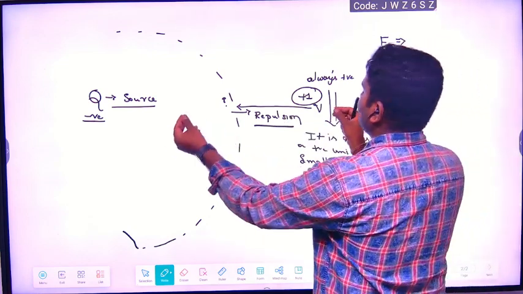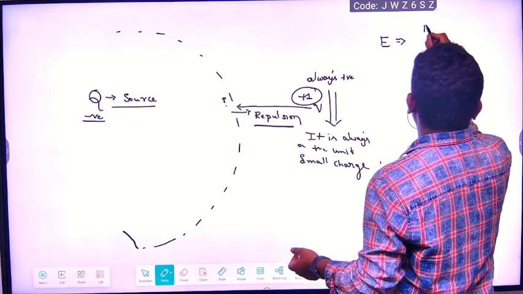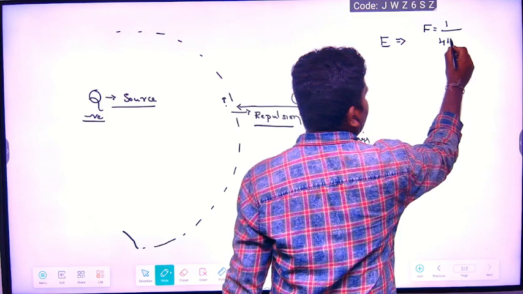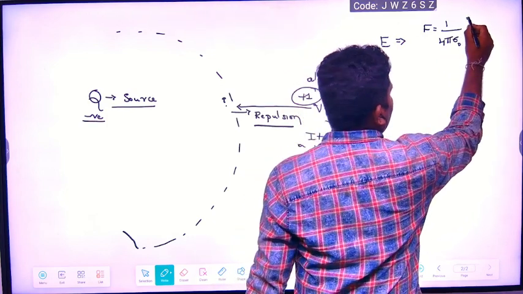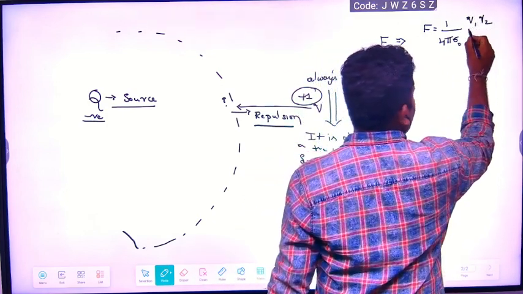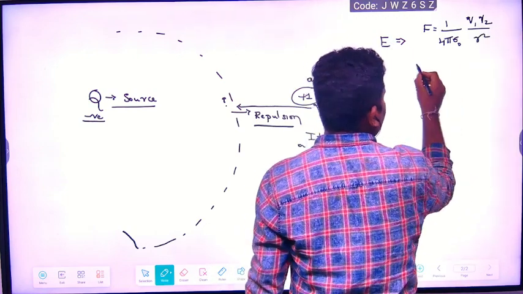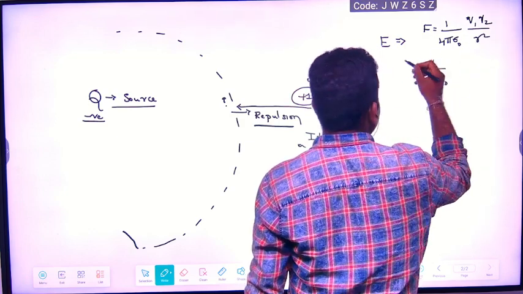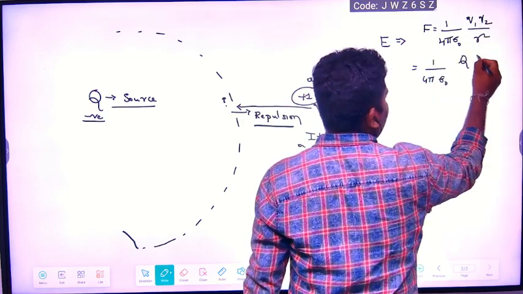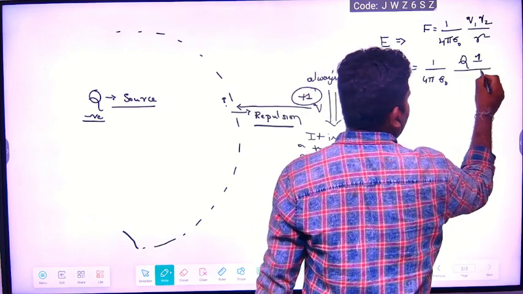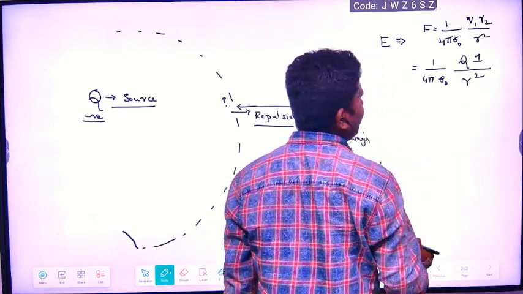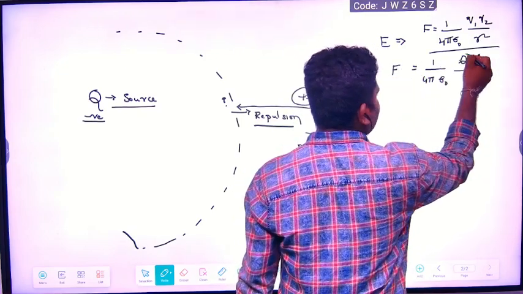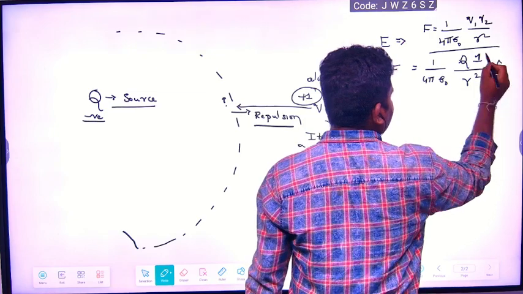Whenever you bring the source charge and test charge very near, there exists a force between them. You know Coulomb's force: 1 by 4 pi epsilon naught, Q1 Q2 divided by R square. Here Q1 is the source charge Q, and Q2 is the test charge, which is one positive charge, and R is the distance between them. This is the force between the source charge and test charge, and it is a vector.